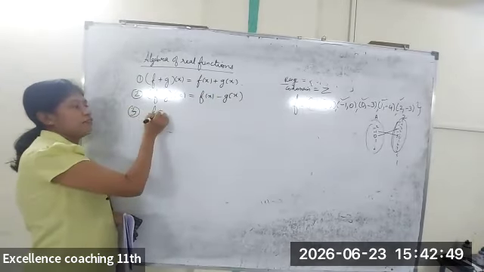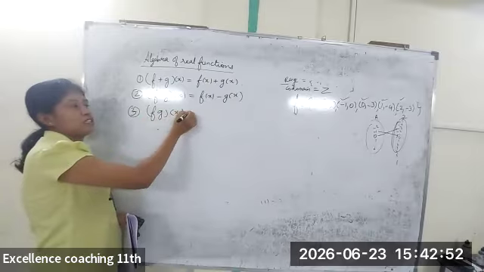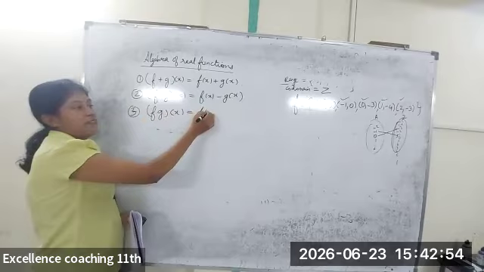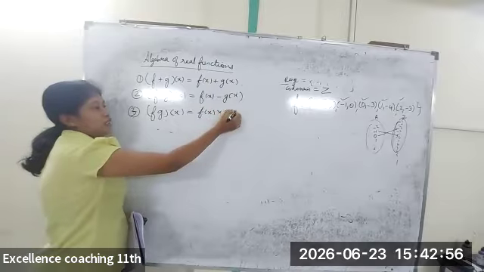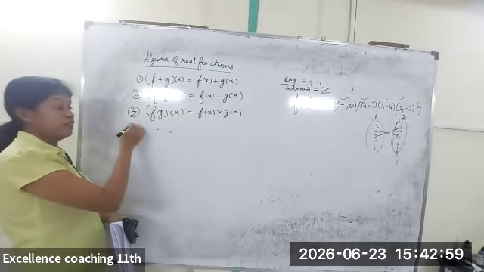Third one, suppose f into g of x is asked in the question. It means f of x, you have to multiply with g of x, and then divide.